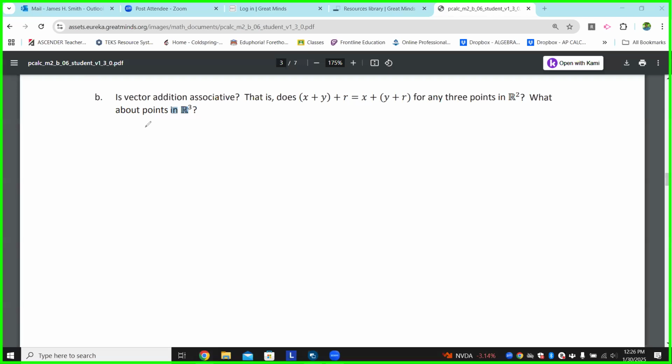To prove this, I'm going to let the vectors be whatever you want. You can call them V or T or Q or P or 418, however you want to do it. I like to keep it simple. I'm going to let X be x1, x2, Y be y1, y2, and R will just be r1, r2.